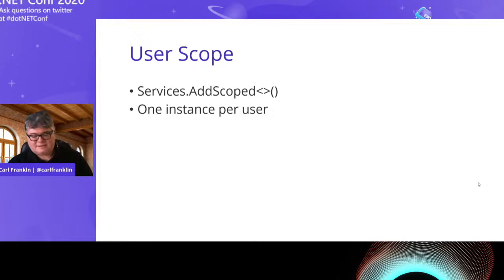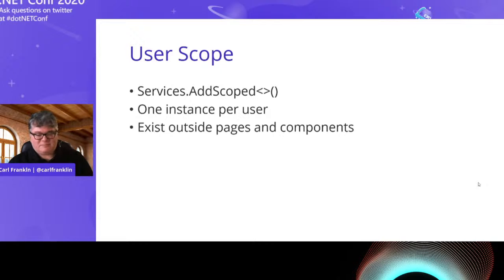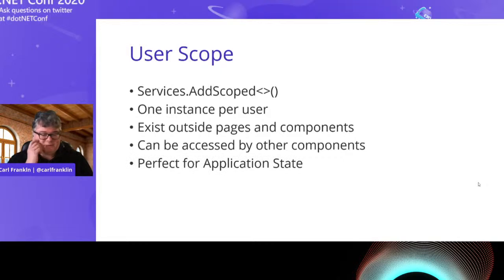You get one instance per user, and this exists outside pages and components and can be accessed by other components just by injecting it into the pages and components. So this is perfect for application state, and this is what we're going to use.